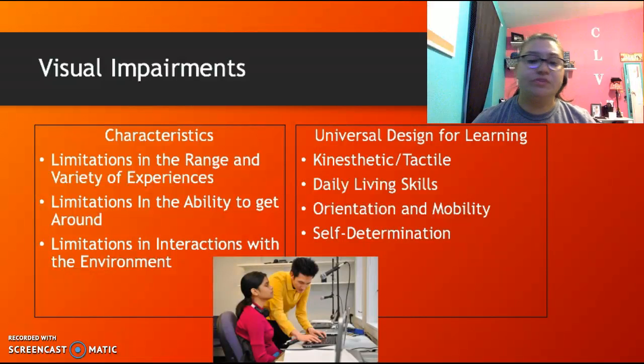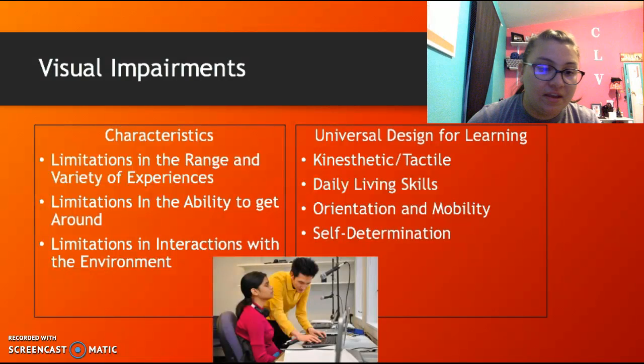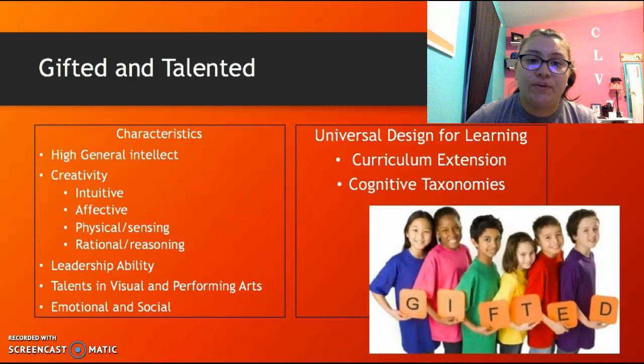IEP team members must assume responsibility for the instruction and practice of newly learned skills whenever the natural opportunity to do so occurs. Each member must believe that successful adult functioning depends on the student's attainment of skills in all curriculum areas. And last but not least, we're going to talk about gifted and talented students.